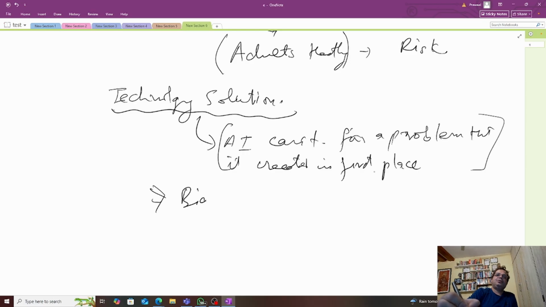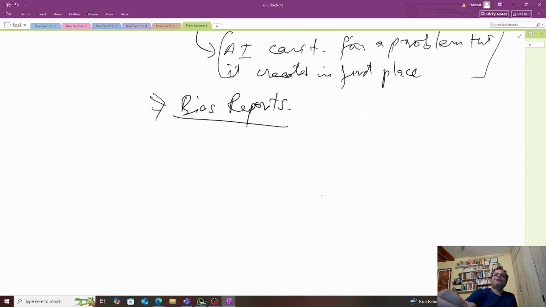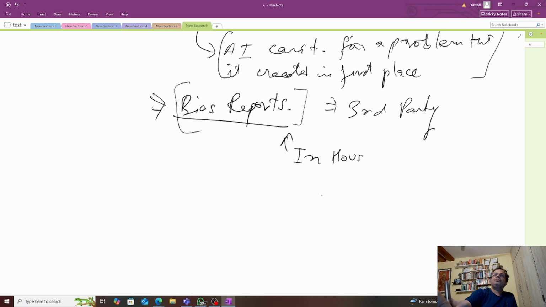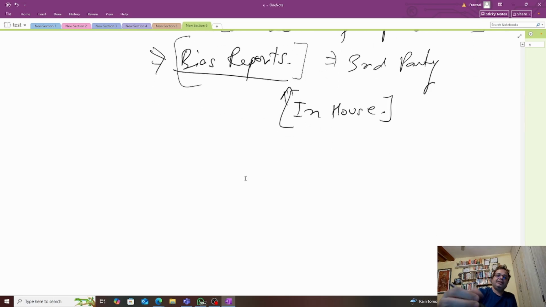there are bias reports which are created by some auditors, a group of professionals. You can read these bias reports if you are using some kind of third party AI algorithm, or if you are creating an in-house algorithm, you can also get it tested or audited by these professionals, who will give you a bias report. Based on what comes out in those reports, you can decide whether you would really want to deploy it to production or not.